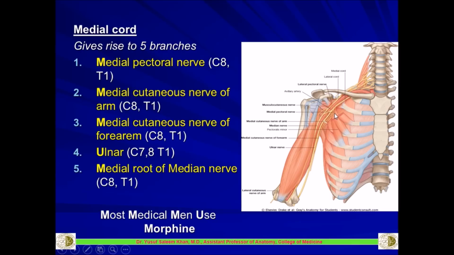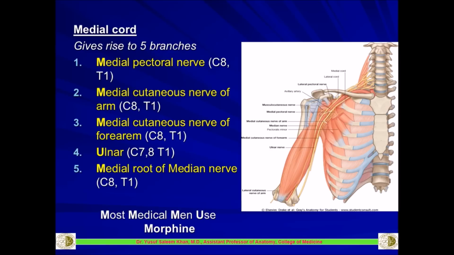So here you can see in this picture, this is the medial cord. It will be giving 5 important branches. The last one, the medial root of median nerve, will join the lateral root of median nerve to form the median nerve itself. So as I said, median nerve will have a contribution from two roots, lateral root and medial root. Lateral root from the lateral cord, medial root from the medial cord. Okay, so this is the first branch.